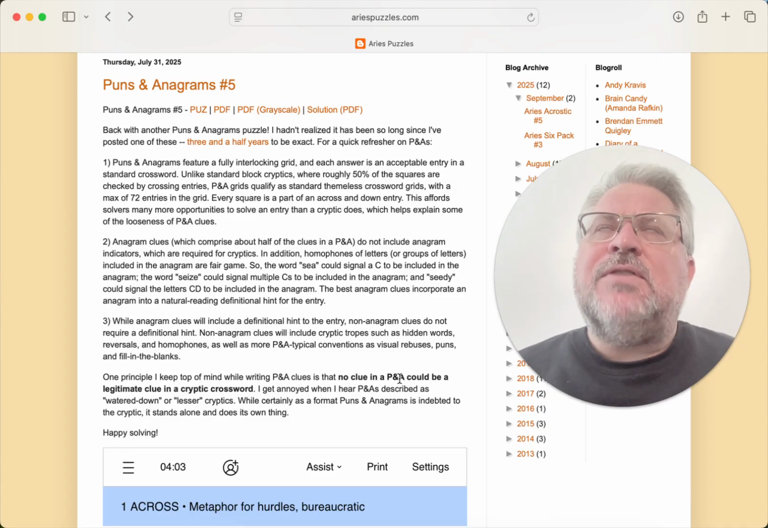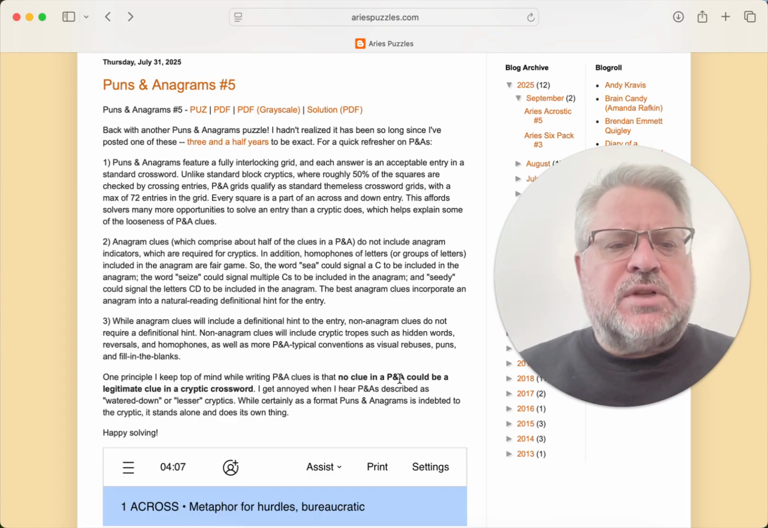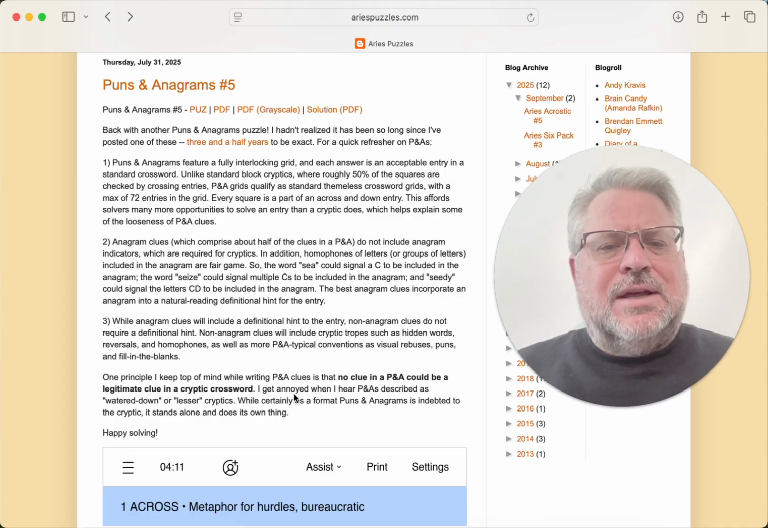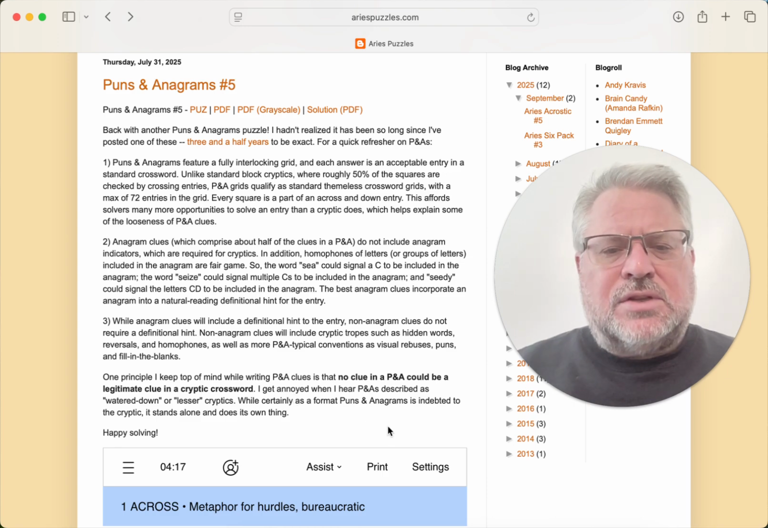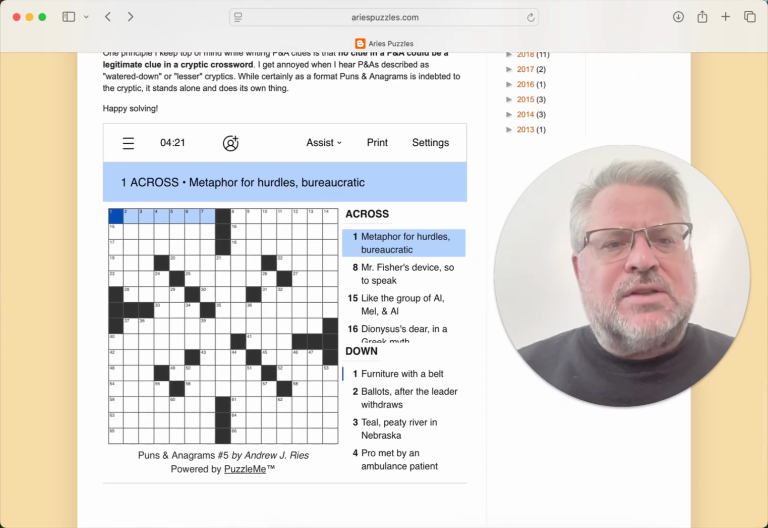I think in my video I described this as kind of an intermediate step between a crossword puzzle and a cryptic crossword. And he gets a little annoyed, he says, when he hears puns and anagrams described as a watered-down cryptic. It stands alone and does its own thing. I think that is certainly true. So I'll try and not make that mistake. So let's get into the puzzle.